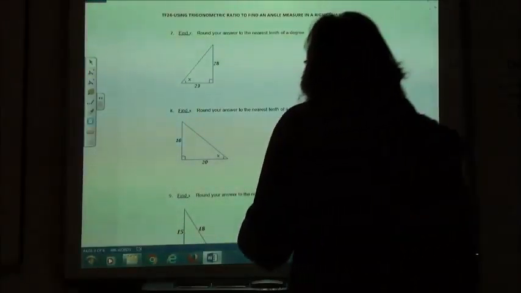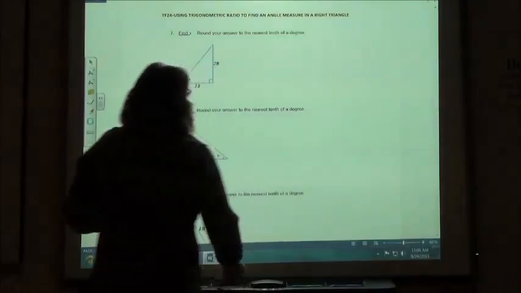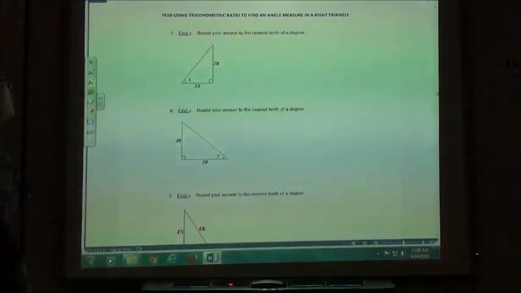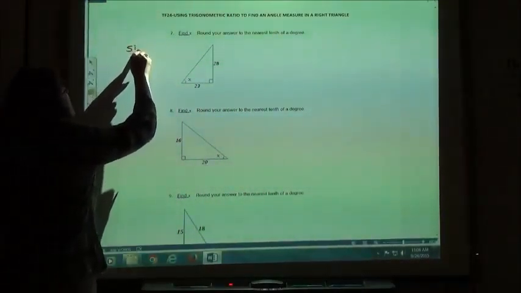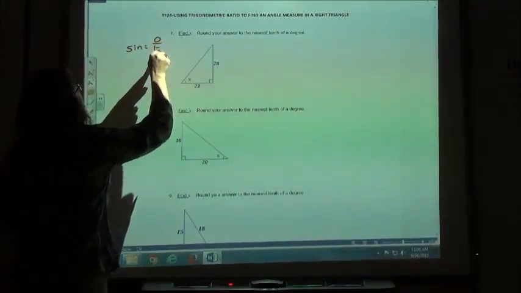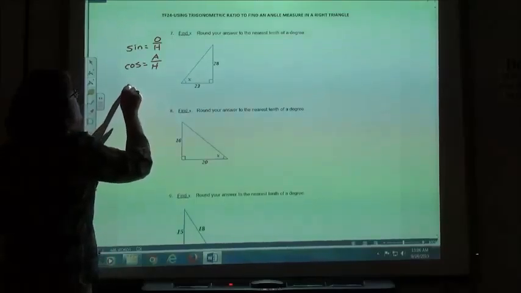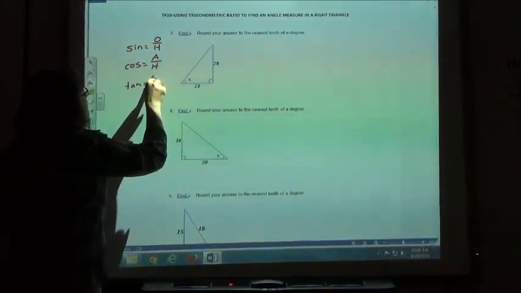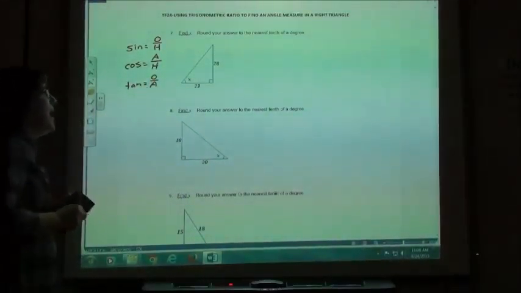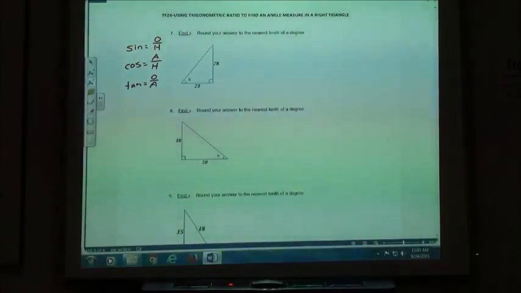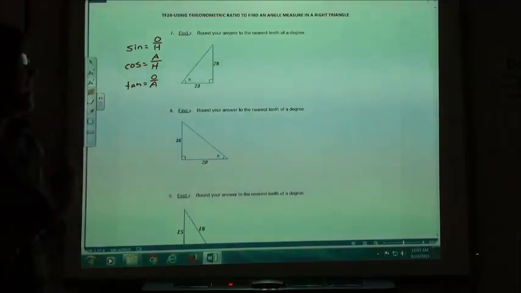7, 8, and 9, we're using trigonometric ratios to find an angle measure in a right triangle. So again, sine is opposite over hypotenuse, cosine is the adjacent over the hypotenuse, and tangent is opposite over adjacent. And on these ones, we're going to end up finding the degree measure, and so we're going to have to use the inverse of each of these.